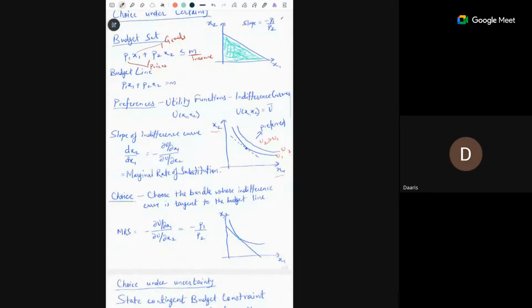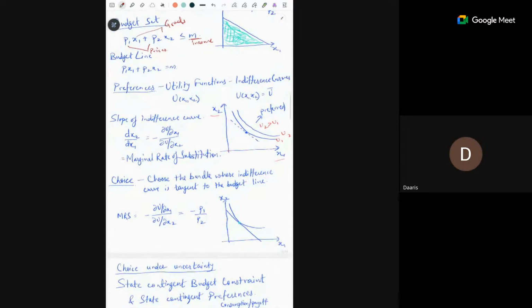Now his choice will depend on what he likes or prefers, and these preferences are represented by utility functions or indifference curves in this x1 x2 plane. These indifference curves represent the combinations of x1 and x2 which have the same utility. They are downward sloping curves, and if we move away from the origin, there is higher utility. So moving in this arrow direction, these are the preferred ones.